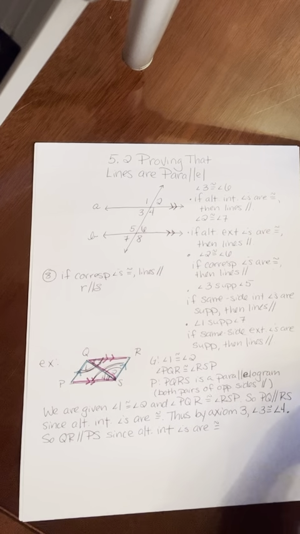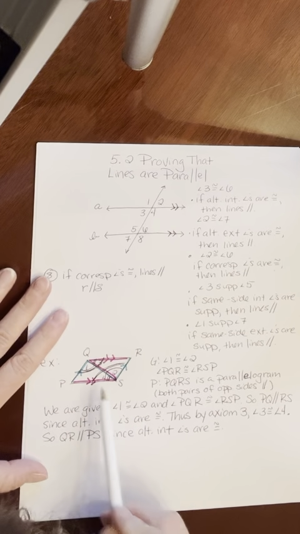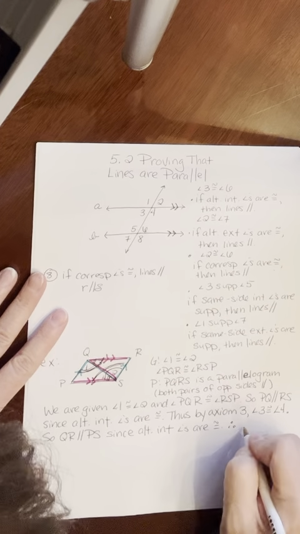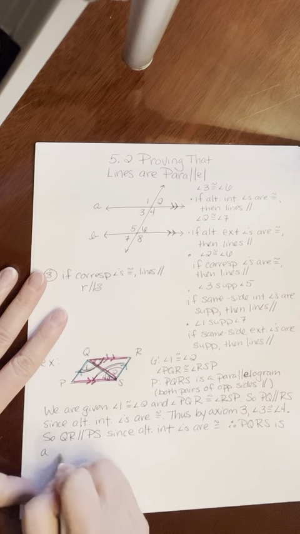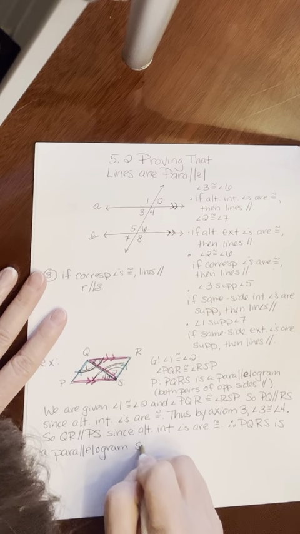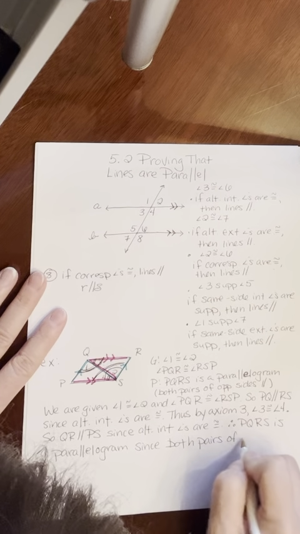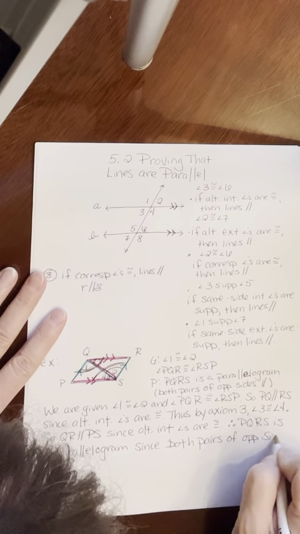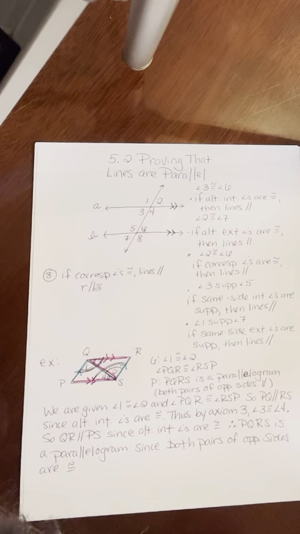Oh, hey, I just did what I wanted to do, right? I've got both pairs of opposite sides now are parallel. So therefore, PQRS is a parallelogram since both pairs of opposite sides are parallel. There we go. There is your proof, my friends.